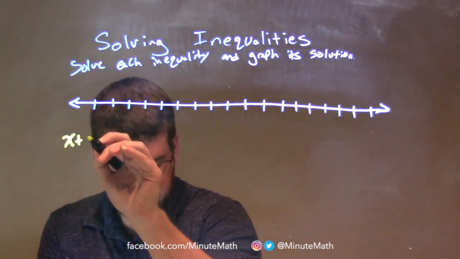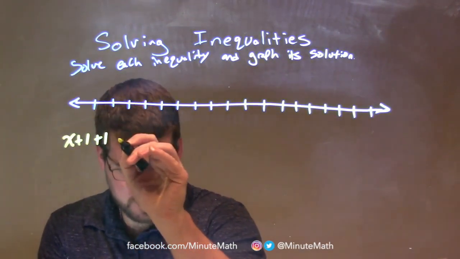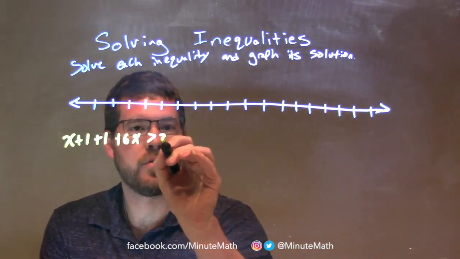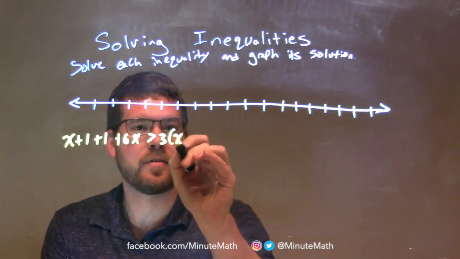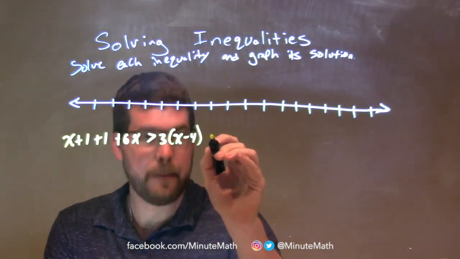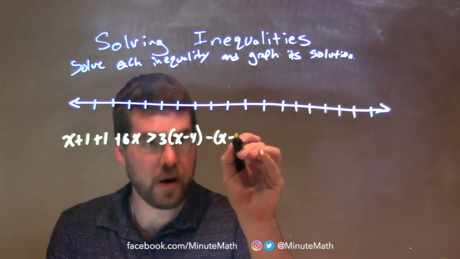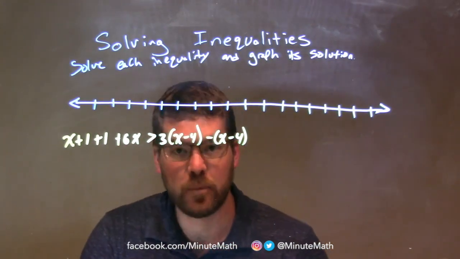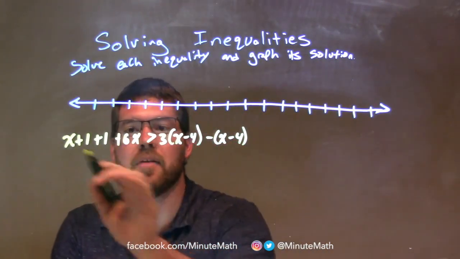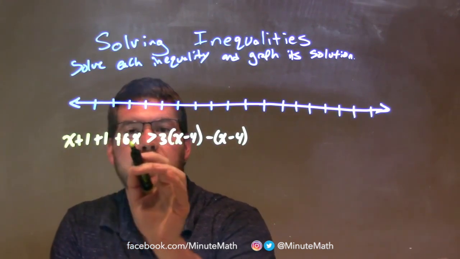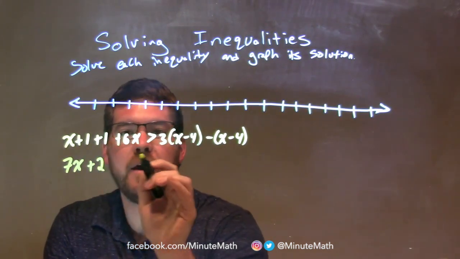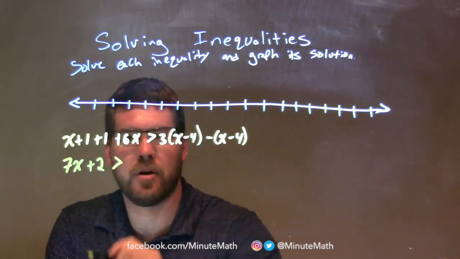x plus 1 plus 1 plus 6x is greater than 3 times x minus 4 minus x minus 4. Pretty long right there, right? So the first thing I like to do is just simplify as much as possible. So the left-hand side we can combine together. x and 6x is a 7x, and 1 plus 1 is 2.